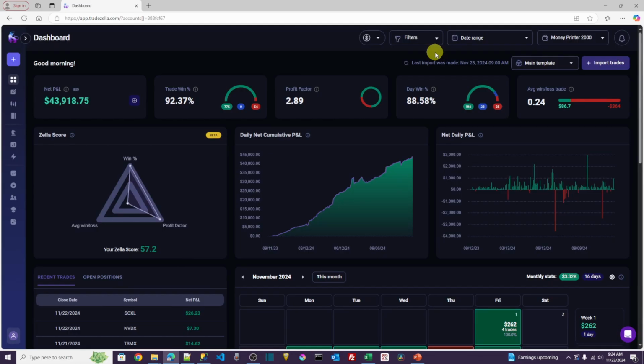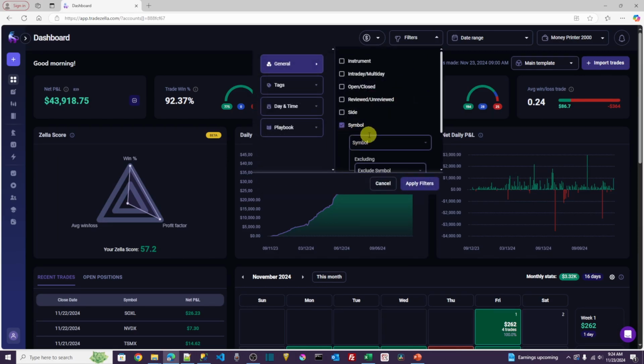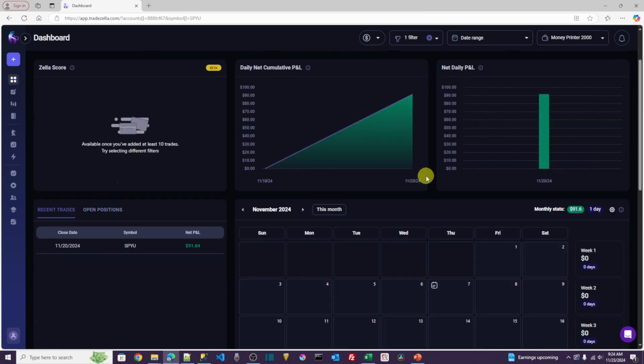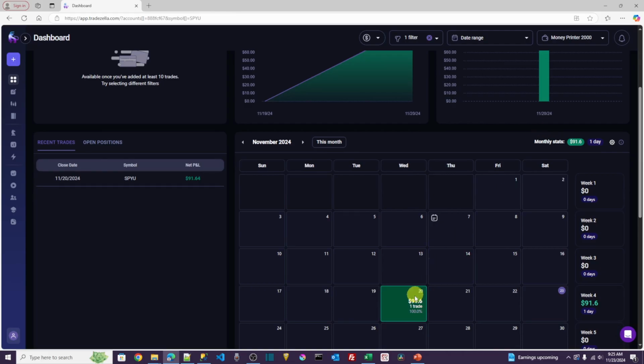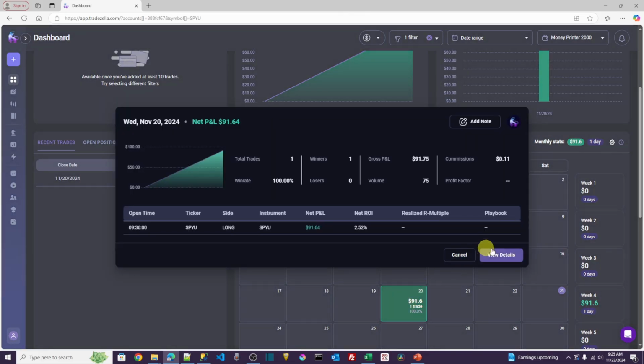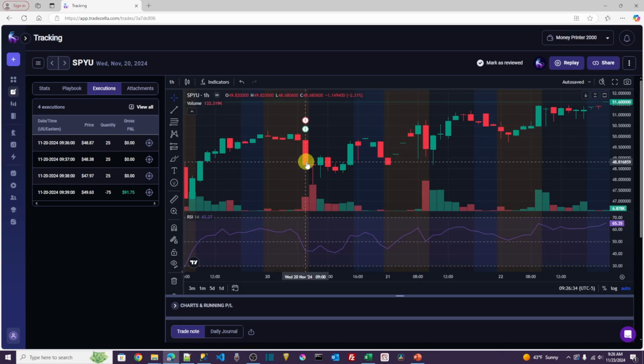Now, I'll show you guys an example of where I implemented this recently. We'll use Tradezella filters. I'll add a filter for SPY-U. On SPY-U, I made $91.64. That was on November 20th. Let's go ahead and zoom in on this. On November 20th, I set 4 orders to buy SPY-U using simple dollar cost average. The timestamp is not correct, but the first lot I purchased at $48.87. And the reason why I went with that price, according to the RSI on the 1 hour level, is it was below 50. And that's when I felt kind of comfortable to get in on this move.